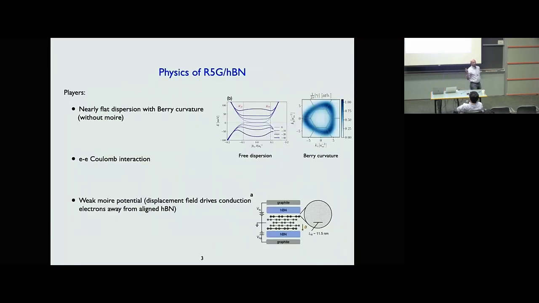So the physics of this 5-layer rhombohedral graphene, or n-layer rhombohedral graphene generally. The pristine 5-layer system, for instance, in the absence of Moiré, has a nearly flat dispersion with some Berry curvature. These various dispersions are with various displacement fields. So for instance, if you look here, there's a nearly flat portion, and there's a large Berry curvature somewhere within some radius of 0 momentum. And there's strong Coulomb interactions, and there's a weak Moiré potential because the displacement field has driven the conduction electrons away from where the Moiré acts.